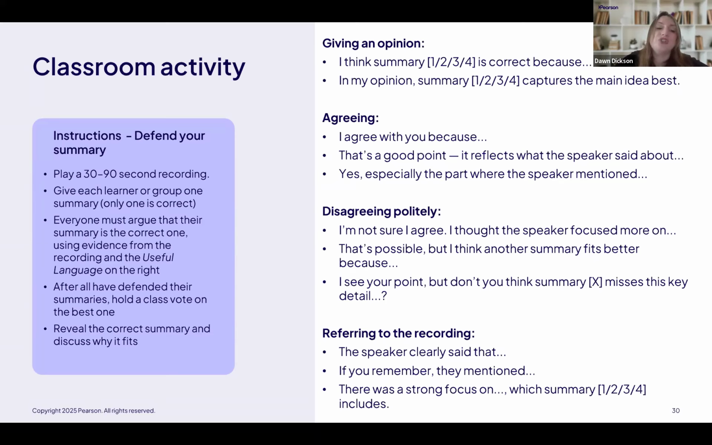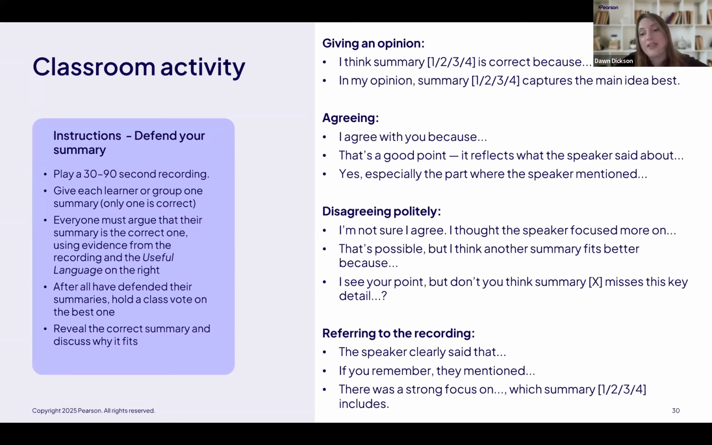So after all of the students, either individually or in their groups, have defended their summaries, you would then, as the trainer, hold a class vote on which was the best summary, or which was the best defense. And then you can reveal the correct summary and discuss why this summary fits.